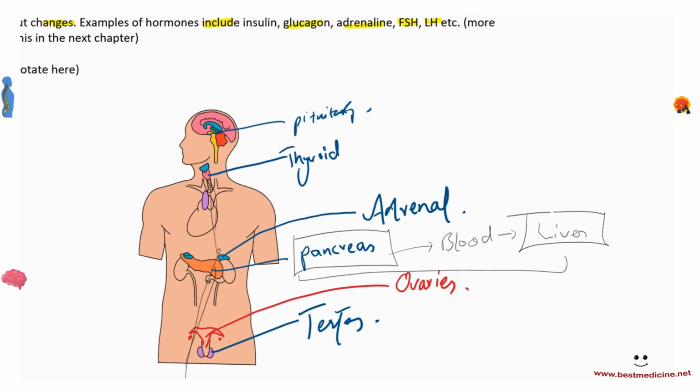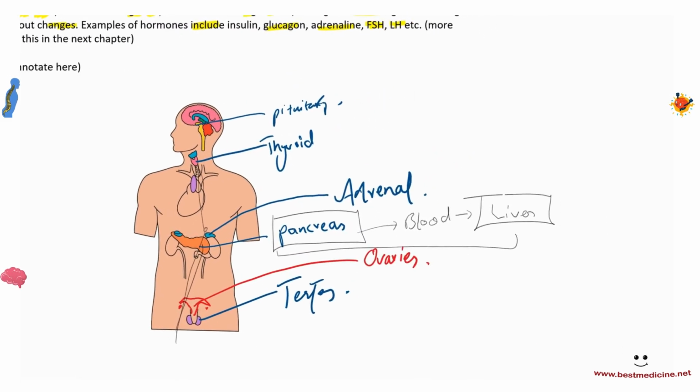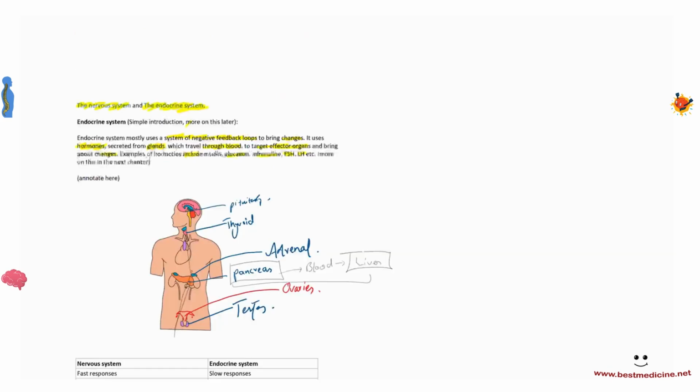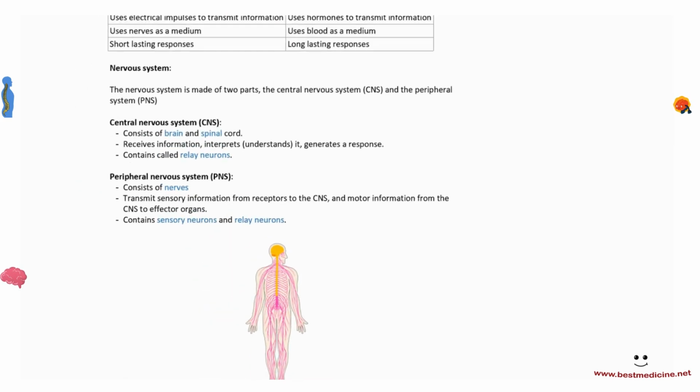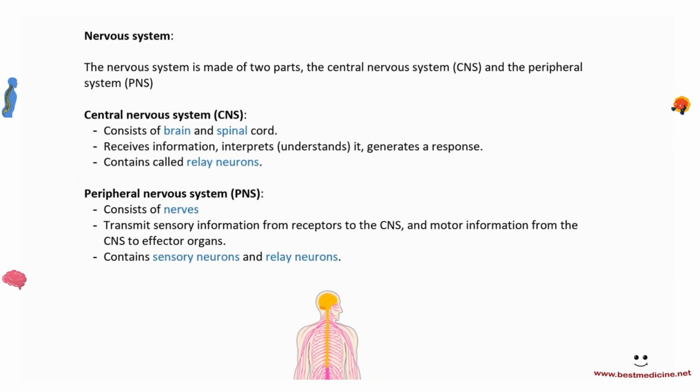The nervous system is a little bit different. How does the nervous system work? Let's have a look, right? So the nervous system. What is the nervous system? The nervous system is made up of two parts: the central nervous system and the peripheral nervous system.